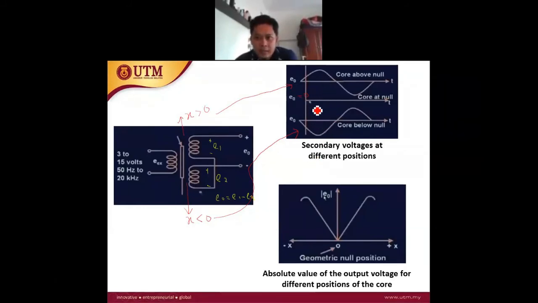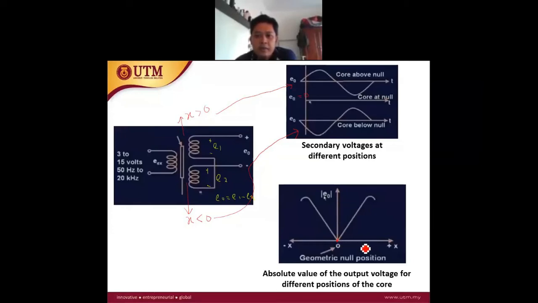So if we look at the output in terms of the waveform, but if we take the amplitude, this is the absolute value of the output voltage, or the amplitude, for different positions. If the core is at the middle, we know that the output of the first secondary and the second secondary will be equivalent. So E out, E1 minus E2, will be equivalent to 0. So this is the null position.